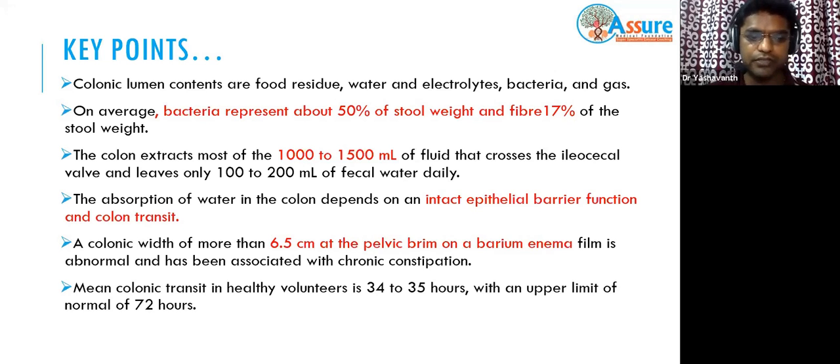A colonic width of more than 6.5 centimeters at the pelvic brim on barium enema is abnormal. This is more of theoretical importance, or from your entrance exam point of view you can remember this, and it is associated with chronic constipation. Mean transit, it is said, has an upper limit of less than 72 hours. This is for the Western population. We'll come to the Indian population cutoffs.